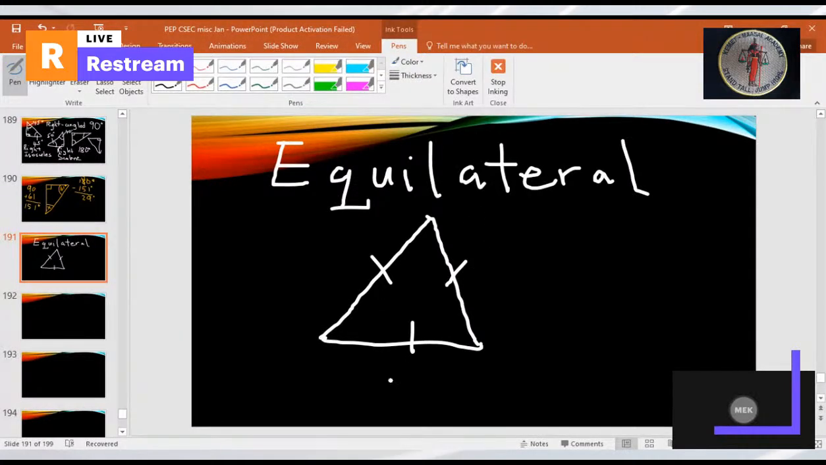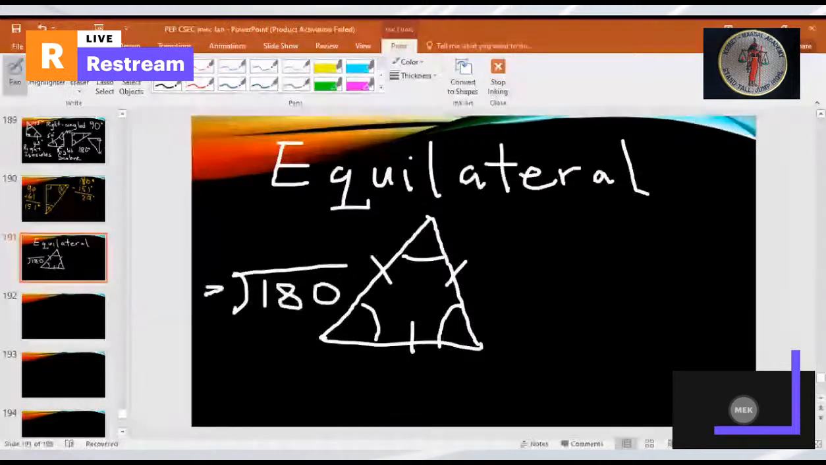are equal. The equilateral triangle, since all the sides are equal and all the angles are equal, then each angle must be what? We have to divide by 3 because it's 3 equal sides, 3 equal angles. So each angle must be 60 degrees. Each angle in the equilateral triangle is 60 degrees.